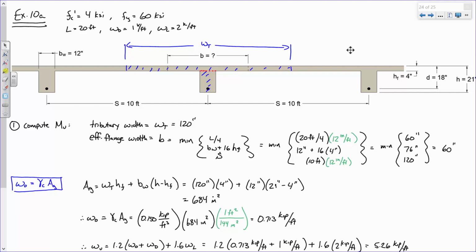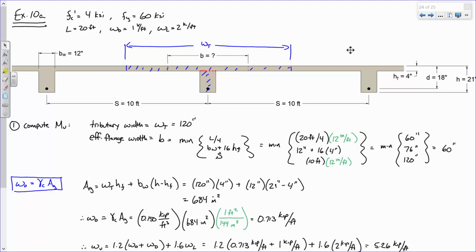So, determine the self-weight of the beam. Remember, when you're determining the self-weight of the beam, you use the tributary width, not the effective flange width, because there is a difference. The tributary width reflects how much load the beam is supposed to hold up. The effective flange width is how much you can count on for strength. So you use the tributary width for load, but you use the effective flange width for resistance. Remember, there's a difference there.